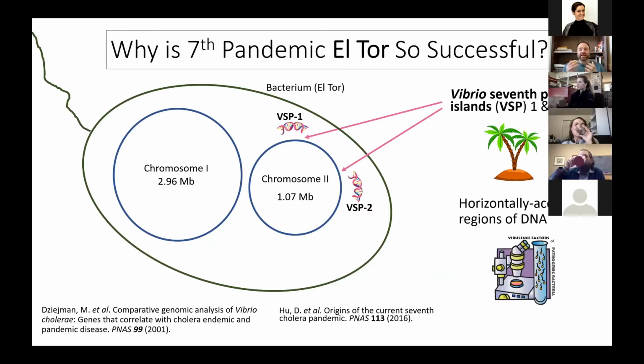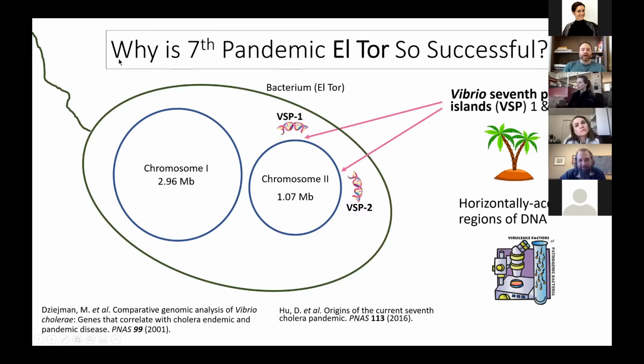As many of you may know, bacteria can carry horizontally acquired regions of DNA called genomic islands. These genomic islands are often full of virulence factors. In fact, El Tor has 2 novel genomic islands, named Vibrio 7th pandemic islands 1 and 2. This distinguishes El Tor from other strains of Vibrio cholerae. So the thought is if we can figure out what these 2 genomic islands are doing, maybe we can figure out why El Tor has become the dominant strain driving the 7th pandemic of Vibrio cholerae.